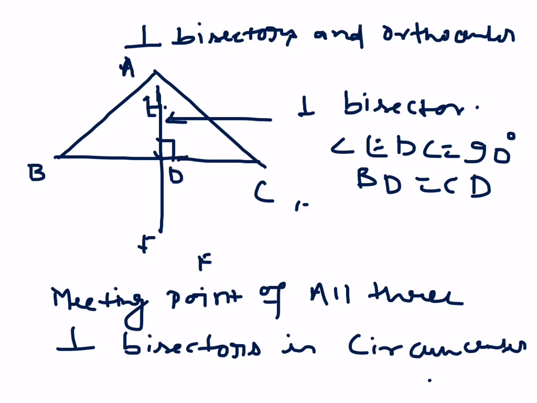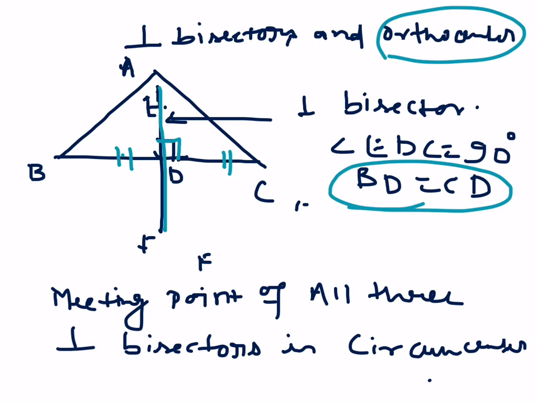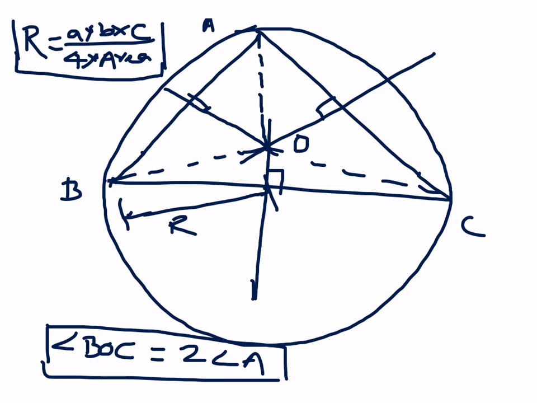So last concept, the perpendicular bisectors and circumcenter. A perpendicular bisector, if you draw on a line, will be at 90 degrees to a particular line, and it will also divide the line into equal parts. If I draw three such lines, I will get a point of intersection. So for the perpendicular bisector, BD equal to CD will come, and the angle will be 90 degrees. Now the meeting point of all three perpendicular bisectors is the circumcenter. Very important concept this is. So if I draw three perpendicular bisectors, I am getting what?